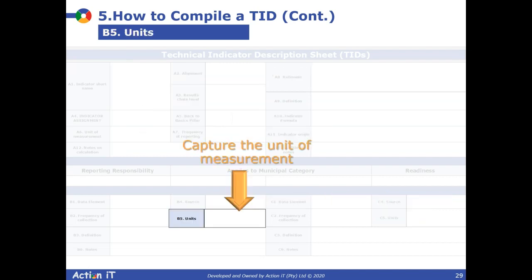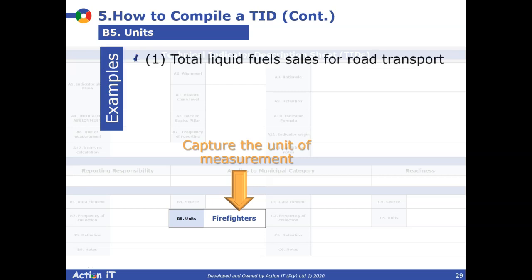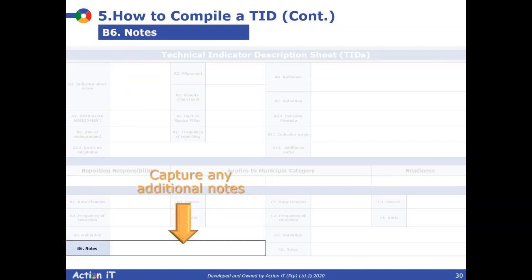In B5 units, capture the unit description of the data element. In our example, the unit is firefighters. Therefore, firefighters will be captured. Other examples of units for other indicators could be total liquid fuel sales for road transport, either kilowatts per hour or megawatts. In B6 notes, capture any additional notes relevant to the data element.